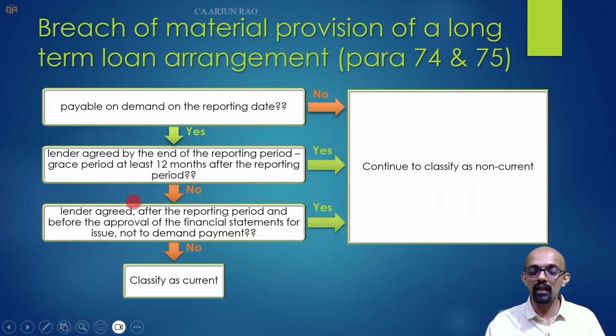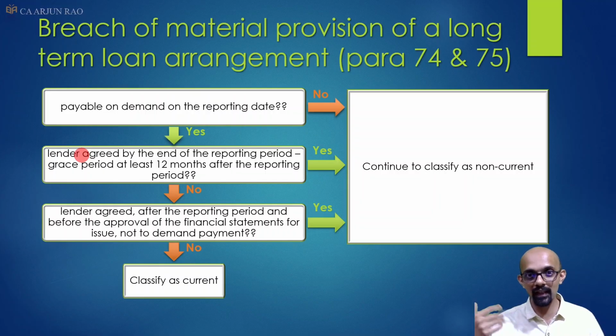Or if the lender has agreed after the reporting period, before the approval of financial statements, not to demand payment. So, either by the end of the reporting period or after the reporting period but before financial statements are approved, if the lender has condoned the violation, that is, he has given a grace period, given time to rectify the violation, then we need not classify it as current. So, it is a long-term loan arrangement, by nature it is non-current.